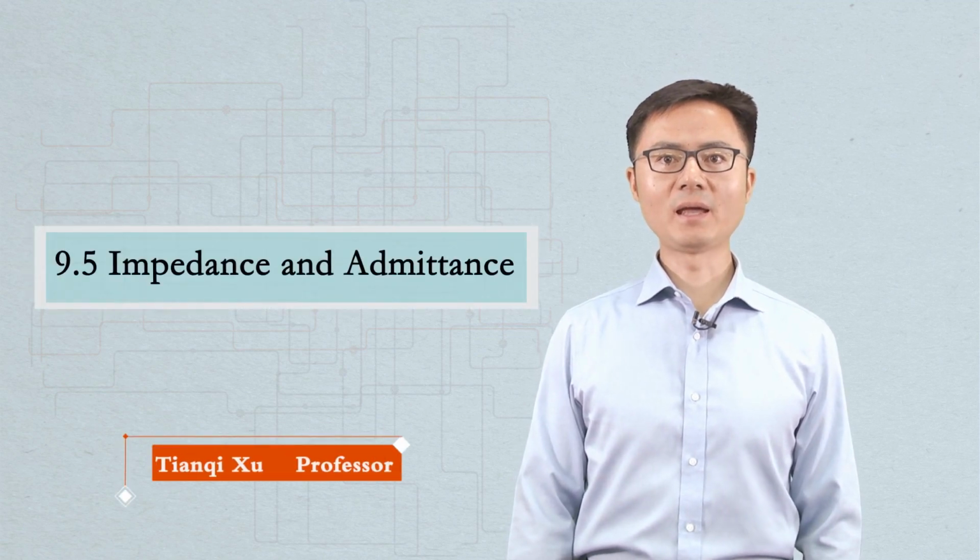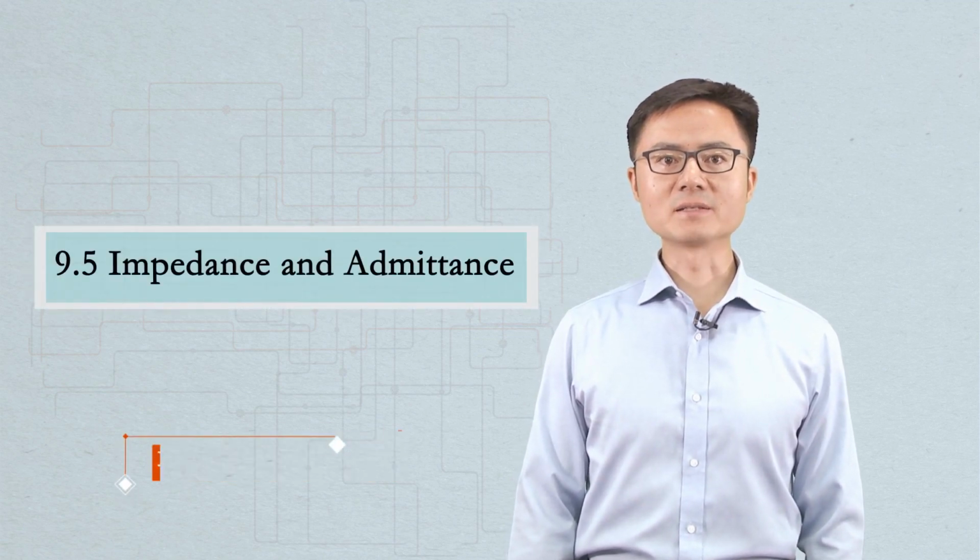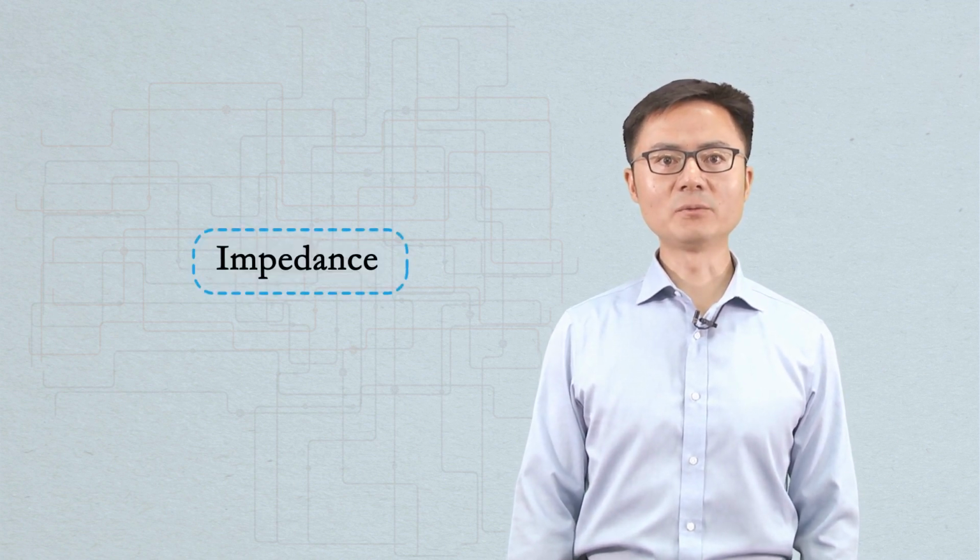Section 9.5 Impedance and Admittance. In this section, we're going to learn two important concepts. The first one is impedance. Normally, we use the capital letter Z to represent the impedance.